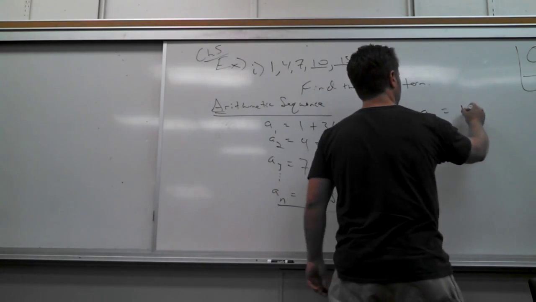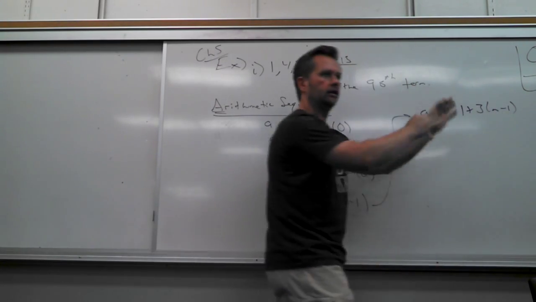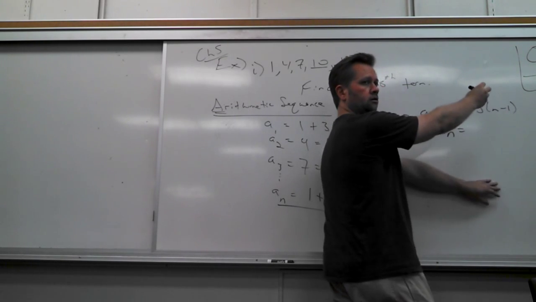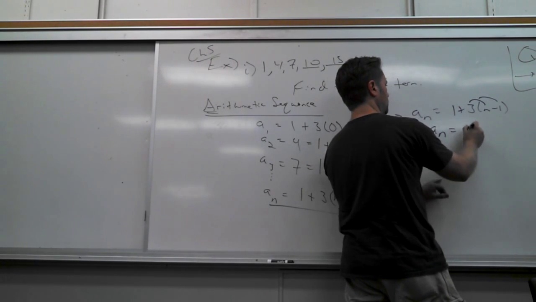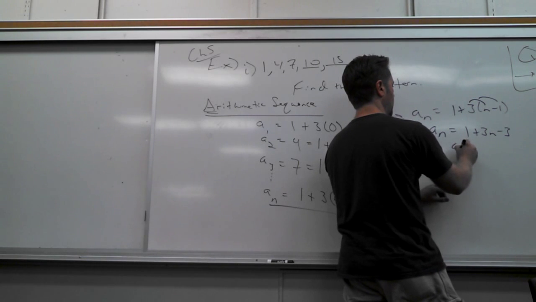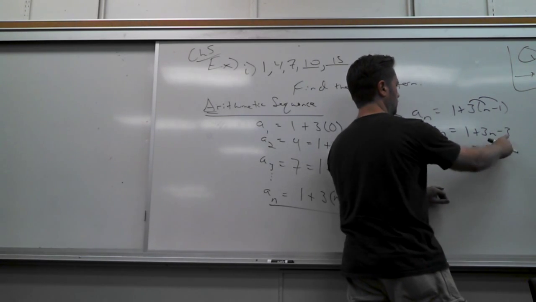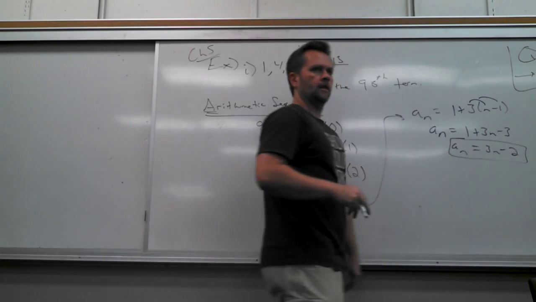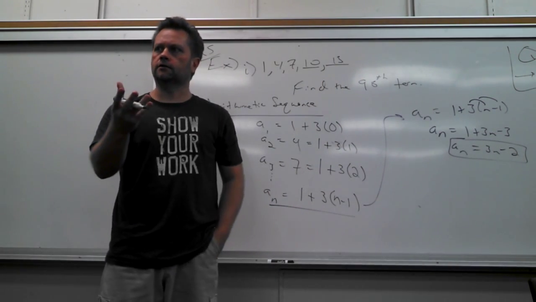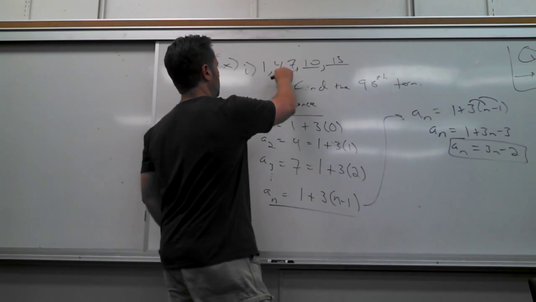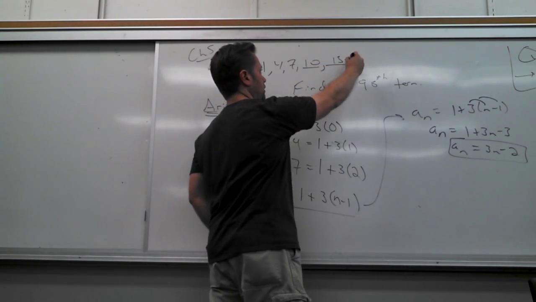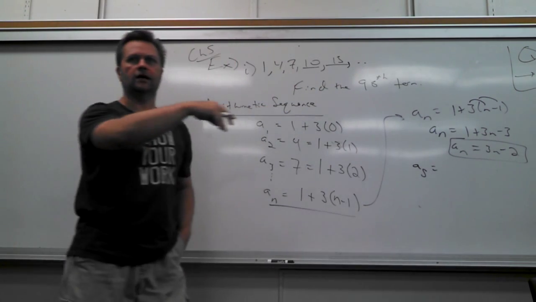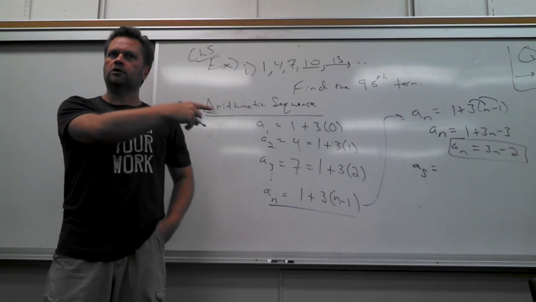So again, an is 1 plus 3 times n minus 1. What would I do algebraically to that to clean it up a little bit? Distribute. So we get an equals 3n minus 2. Yes. So let's check it. How do I check to see if that's right? I have the 5th term here, right? Staring me in the face. So if I do this, a5 better come out to be 13 or else I've screwed up somewhere. So what happens when you plug a 5 in?